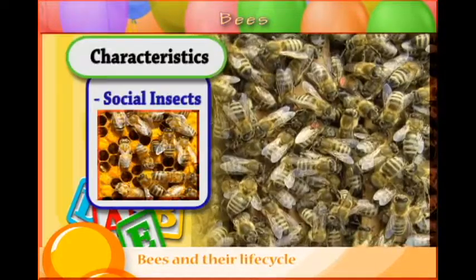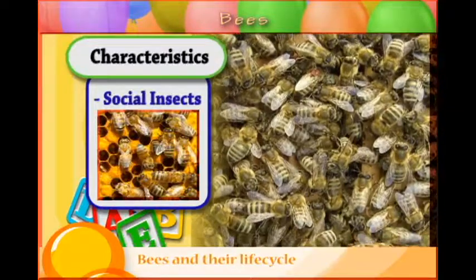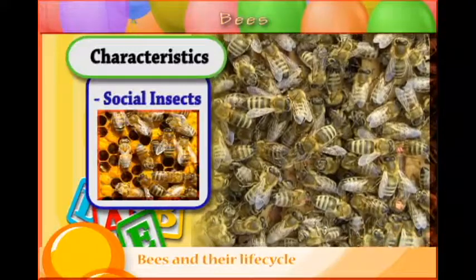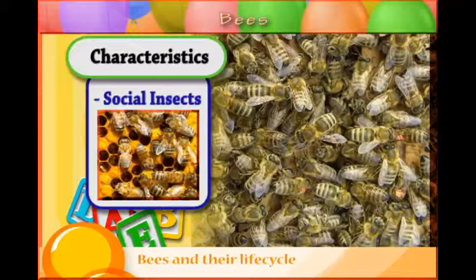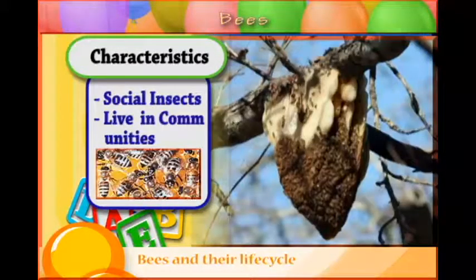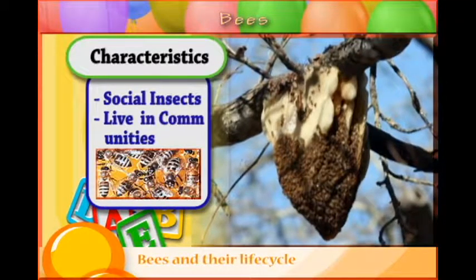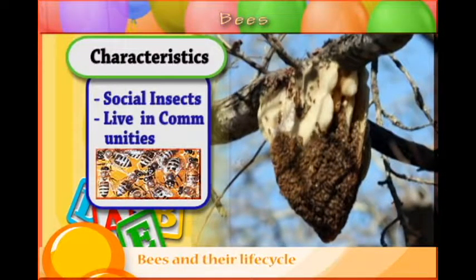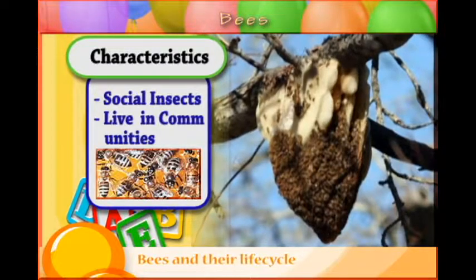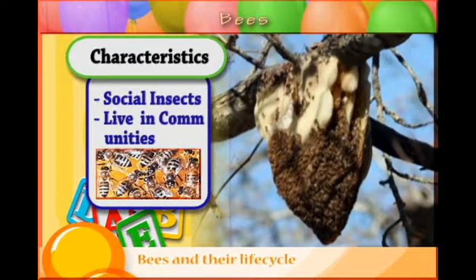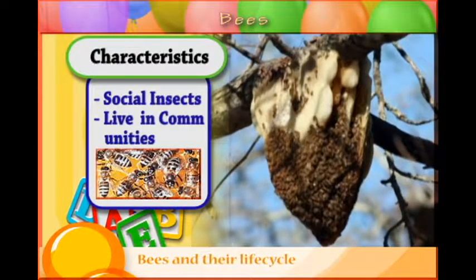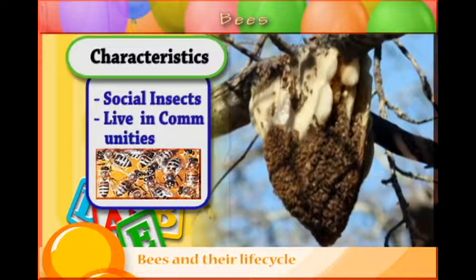Bees are social insects. That means they are social in such a way that they can live together in communities. Being social insects, they work together, stay together, and live together. And being that they live in a community, they have different categories of activities that are carried out by different types of bee.